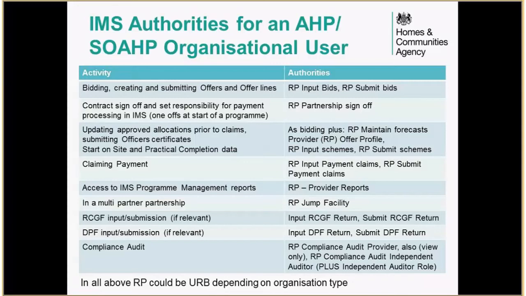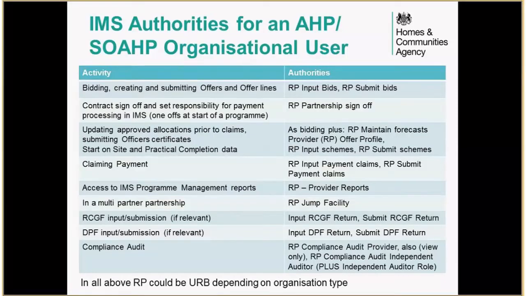One thing you may want access to within IMS, and would certainly recommend it, is access to the program management reports that are now within the system, known as provider reports. To access those, you need the authority RP provider reports. Now, you've obviously accessed this video via YouTube. On YouTube, there is also a video all about provider reports and what, as a security administrator, you would need to do to give somebody access to them, and how a user in your organization would run those reports.